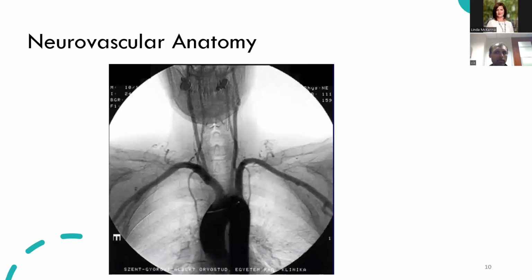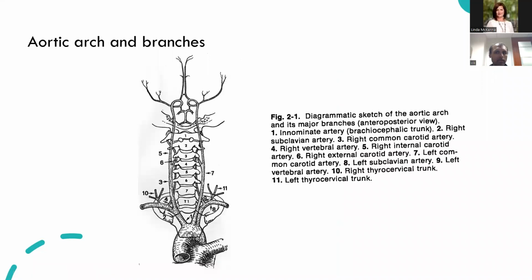So looking at neurovascular anatomy, I'm sure a lot of you have seen this, but this is a conventional angiogram looking at an aortic arch injection. You can see here the subclavians bilaterally, the carotid arteries going up into the neck, and also the vertebral artery that comes off the subclavian, supplying the posterior circulation. So when we think of the aortic arch, I think it's important to understand its anatomy. This is a nice diagrammatic sketch of the aortic arch, and as mentioned, it is numbered.